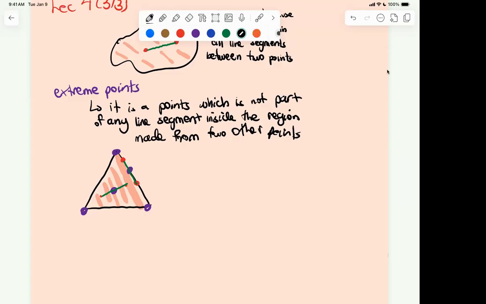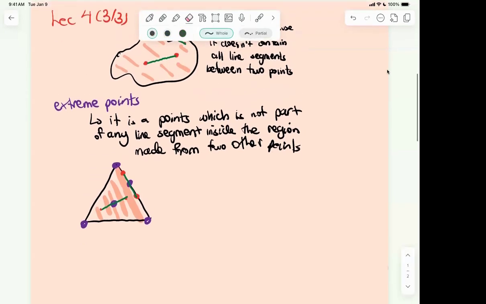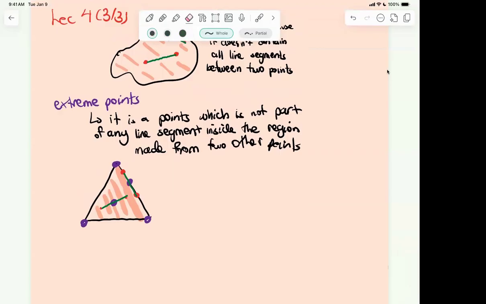The reason why I'm bringing up extreme points is because extreme points are the nice points for us. So this is what we're after. We will be after extreme points. That's what the simplex method is all about: how do you find extreme points in a useful way? So our goal is to study extreme points.